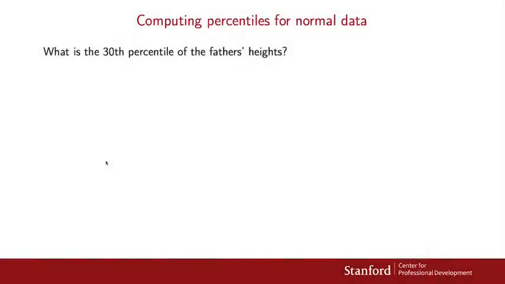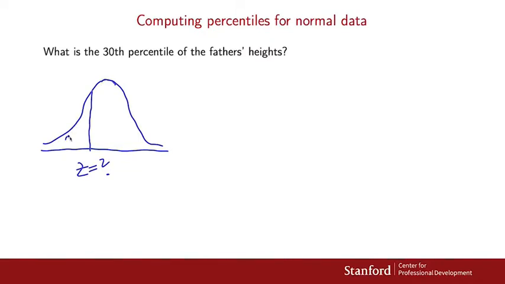Let's look at another example to see what normal approximation can do for us. Recall that the 30th percentile is the point where 30% of the data fall below. So if I draw a standard normal curve, then the 30th percentile would be the z-value where 30% of the data fall below. Using a table or software, one can find that z is -0.52.